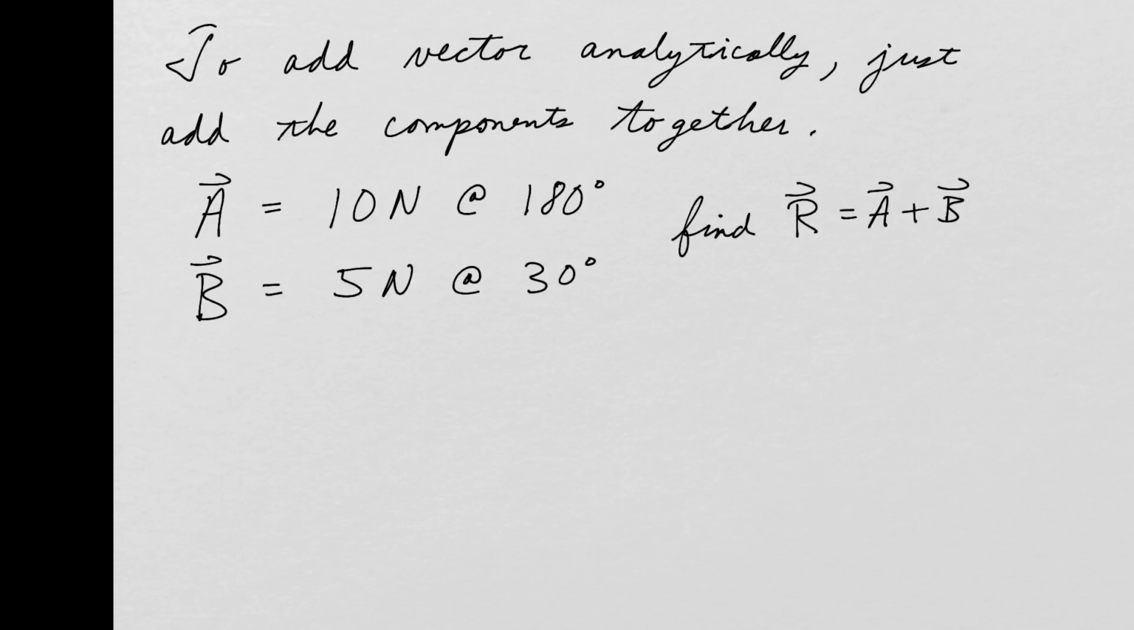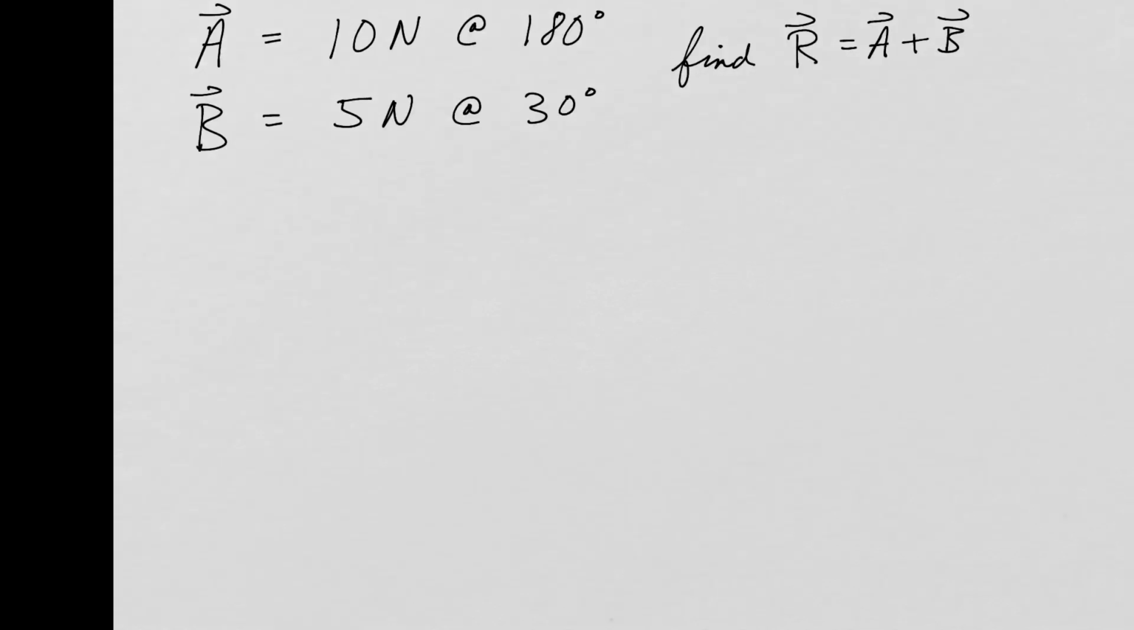Okay, so the first thing we have to do is find the components of each vector: the components of vector A and the components of vector B. So we need to do that first. How do we find the components of vector A? I would draw a picture. So draw a Cartesian coordinate system, an XY coordinate system. And 10 newtons at 180 degrees. Well, 180 degrees means that vector A is going in the negative x direction, so this would be vector A.